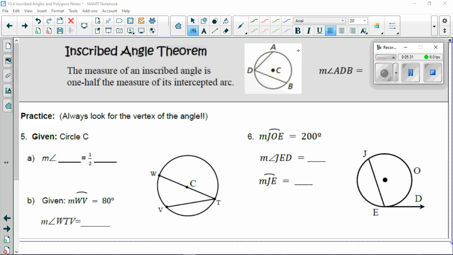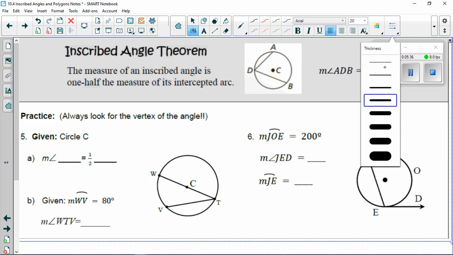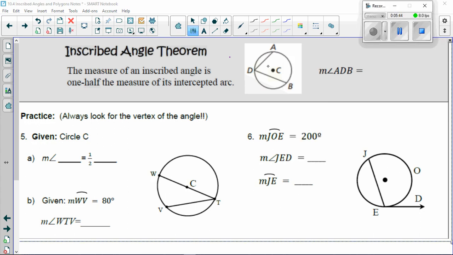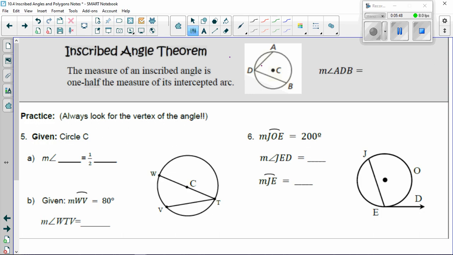Now, how do you find the measure of the angle if it's central? If it's central, we know it's equal. If it's inscribed, there's this beautiful little formula. The measure of an inscribed angle is equal to half the arc.